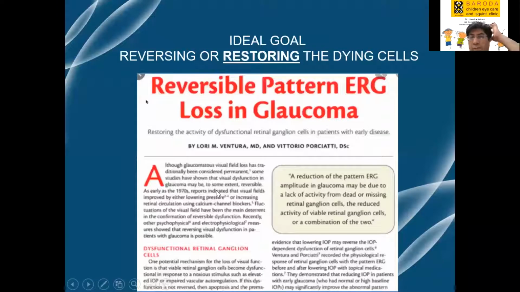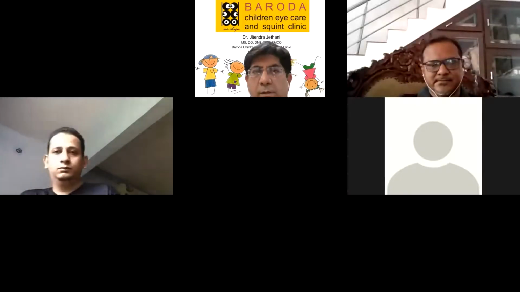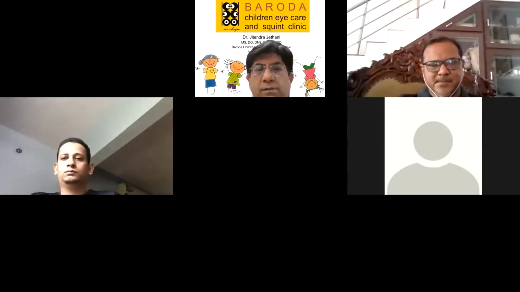So this was a paper on the same thing, that the ideal goal would be towards reversing the dying cells. And I just added the word restoring, if at all we can discuss and find out whether we can also restore the dying cells. So that was regarding the presentation, and we can start the discussion.